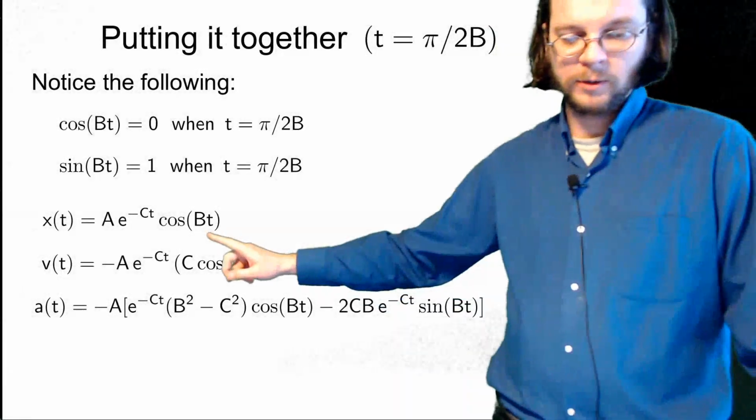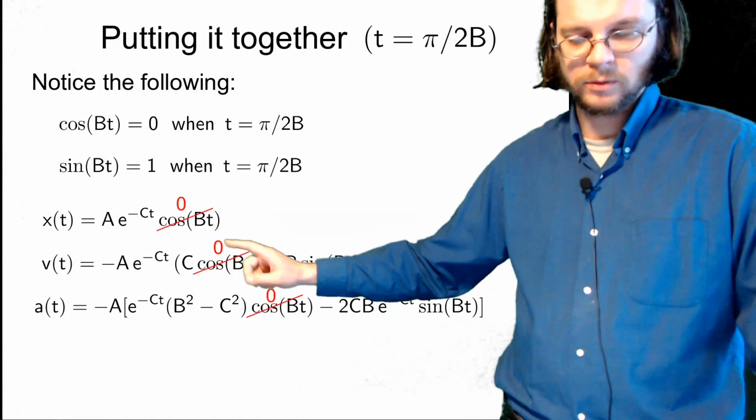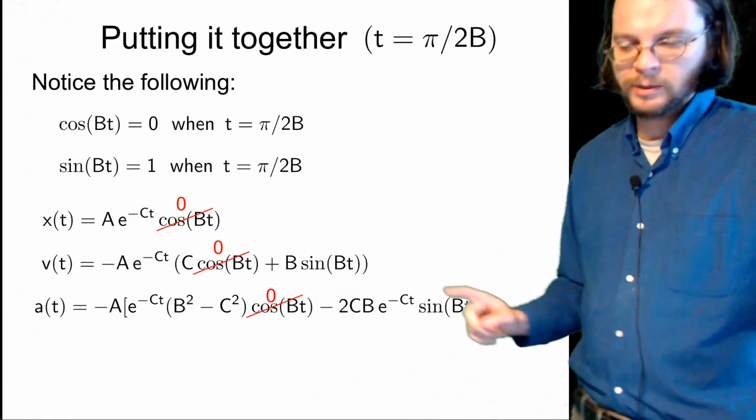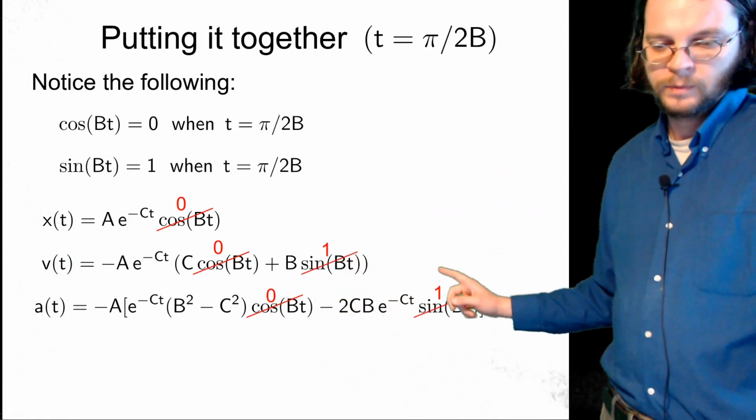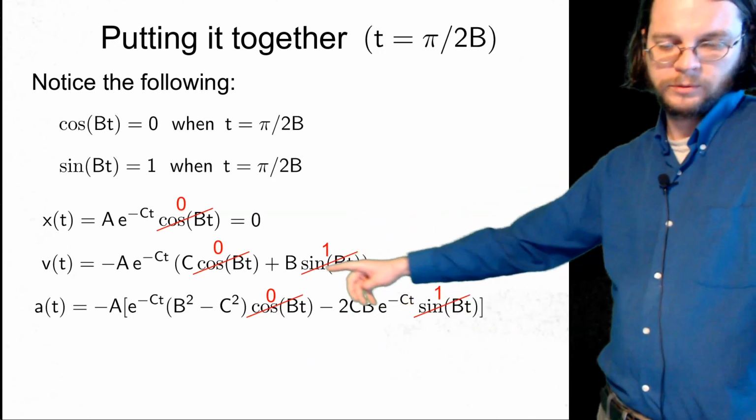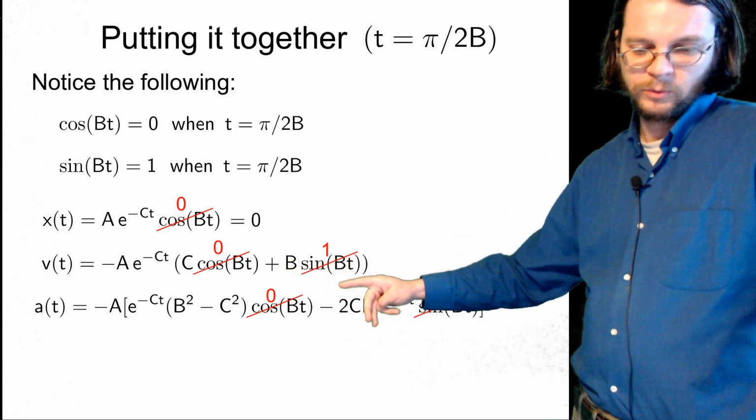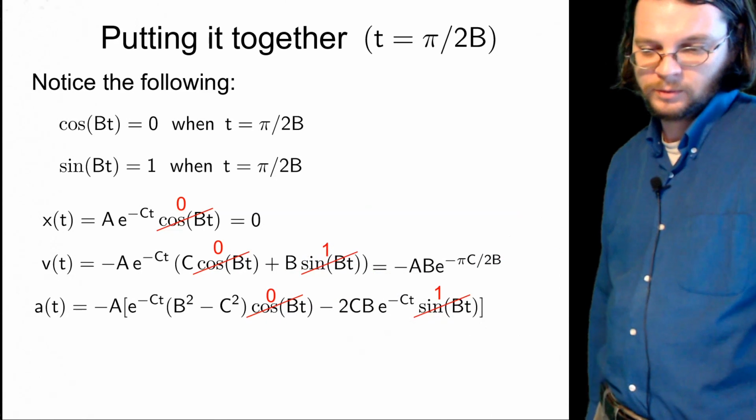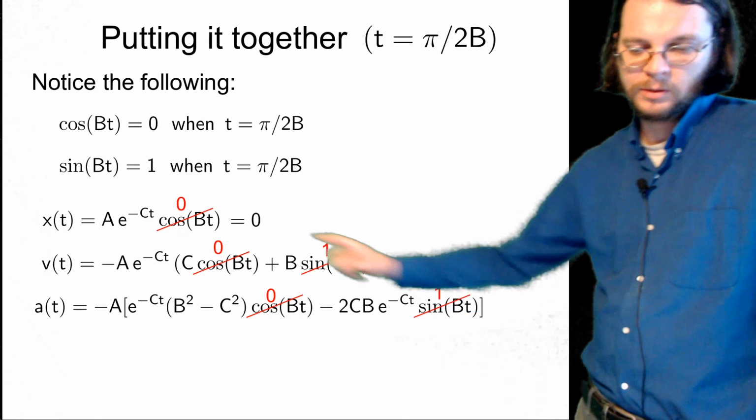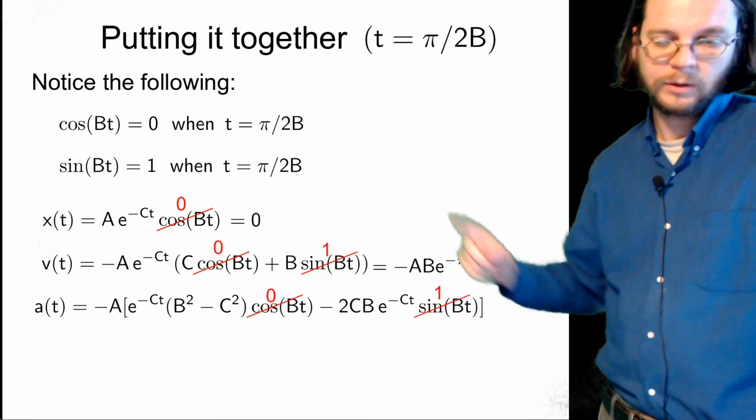So use it in here. When t equals pi over 2b, well, this cosine is 0, right? So these are all 0. And then these sine functions are equal to 1. And so here I get x equals 0. I get v equals minus ab times 1 times the exponential, like that. And remember that our time is equal to pi over 2b, and so the e to the minus ct ends up being like that, right? Because we're subbing in the value for the time.